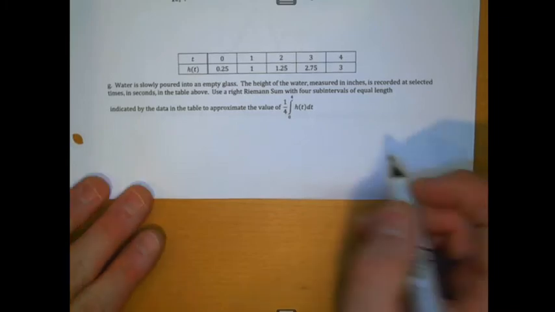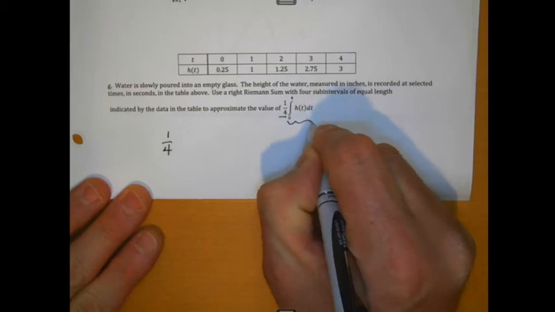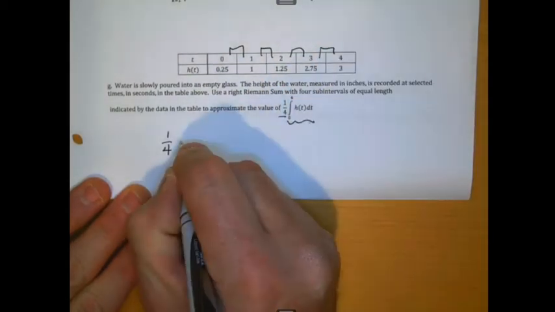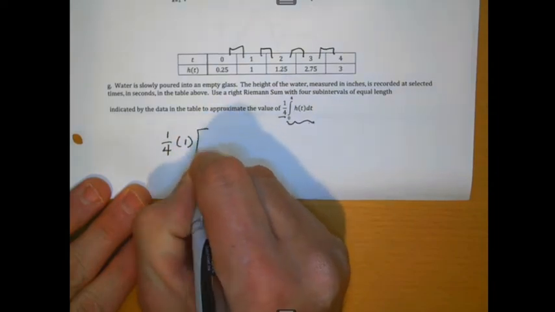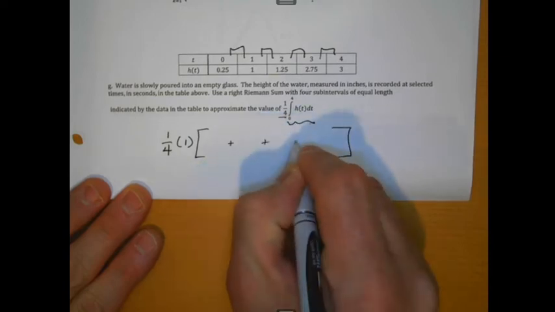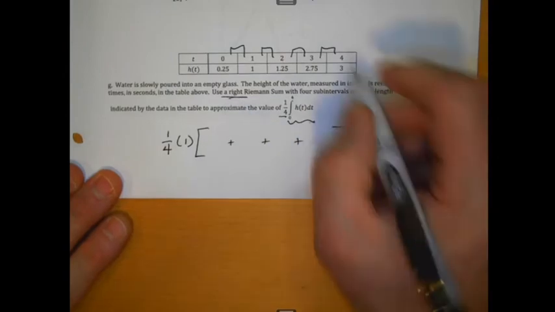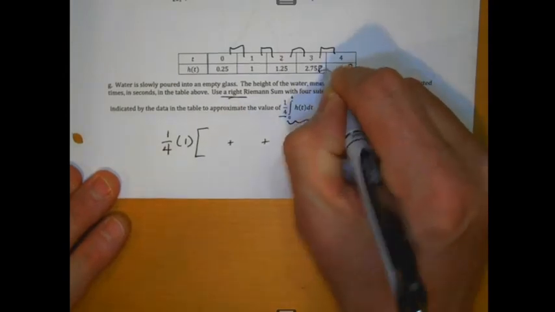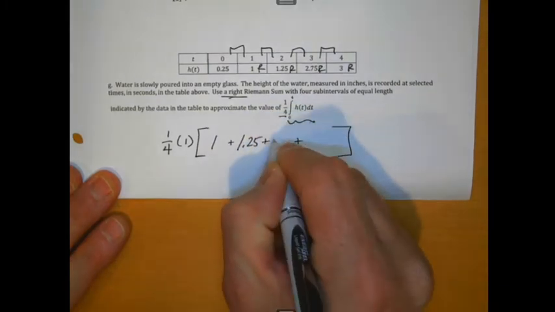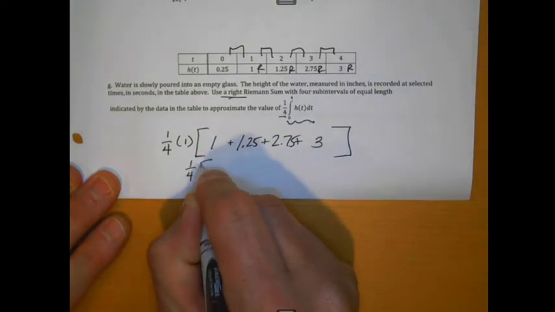All right, so we need a fourth of that. So we need a fourth of this sum. Now if you notice, all of these delta x's are going to be the same. And if they're all the same, I'm just going to pull them out in front. And then all I'm going to do is add up the 4 values that I need if I'm looking at the right hand side. So I need these values: 1 plus 1.25 plus 2.75 plus 3. So I need a fourth.